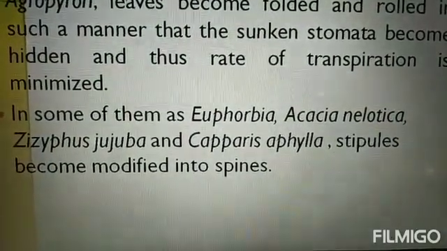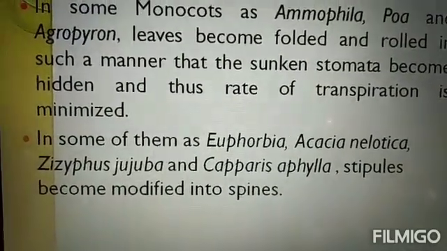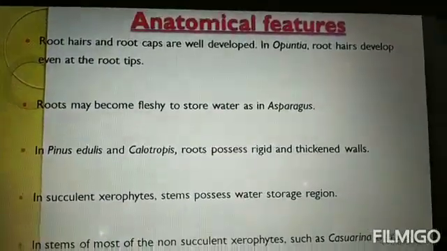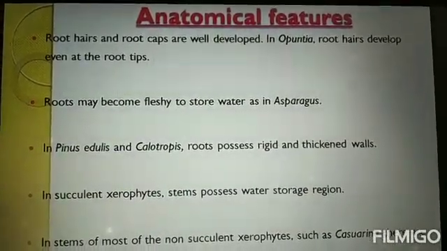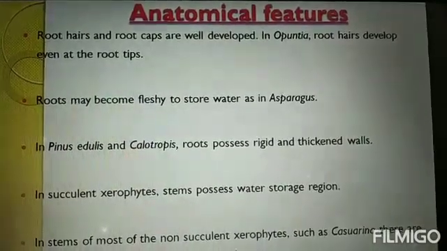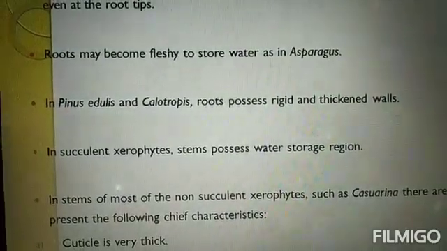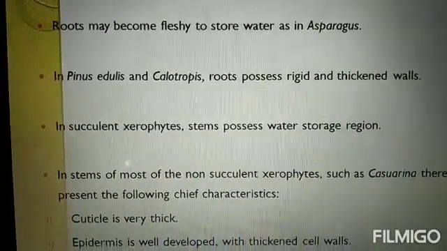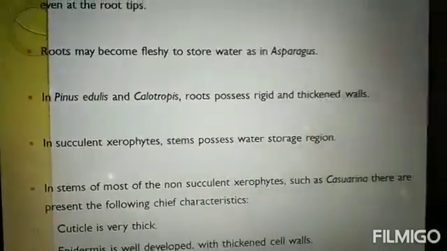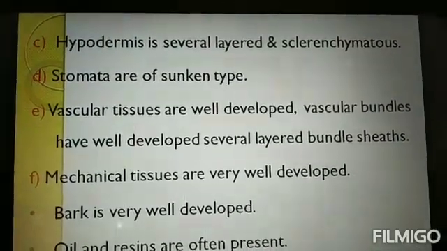Some common best examples of xerophytes are Euphorbia, Acacia, Zizyphus, and Capparis. These are all xerophytic plants. Coming to the anatomical adaptations, if you take the cross section of the roots, root hairs and root caps are well developed, and usually the root may be fleshy or store water. In the case of Asparagus, the root is modified into a small tuber-like structure. So plants show various anatomical adaptations to overcome these problems.